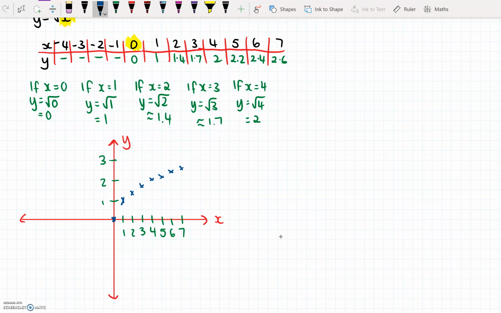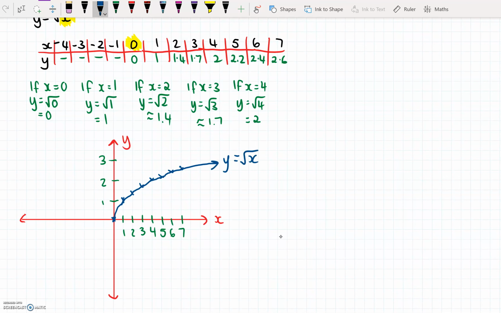Okay, and if you look at this, this is obviously not a straight line. This is clearly not a straight line. So what we're going to do, if we draw a curve that goes through these points, we get this nice shape like this. Okay, and this should be a little bit familiar to you. This is y equals the square root of x.